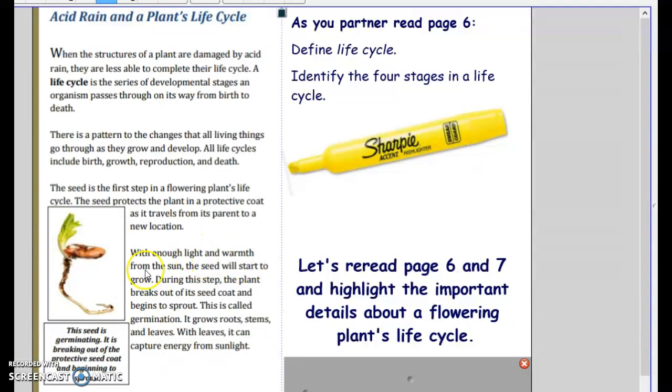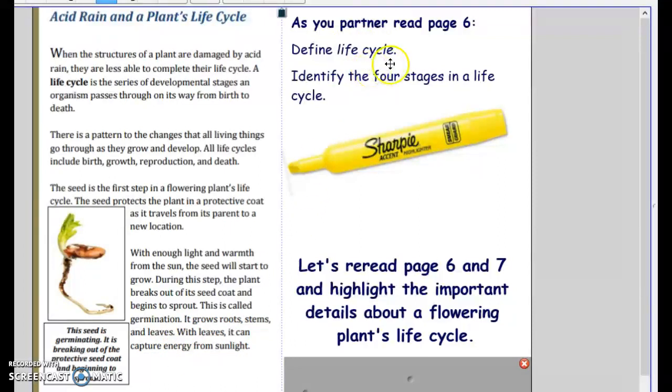With enough light and warmth from the sun, the seed will start to grow. During this step, the plant breaks out of its seed coat and begins to sprout. This is called germination. It grows roots, stems, and leaves. With leaves, it can capture energy from sunlight.